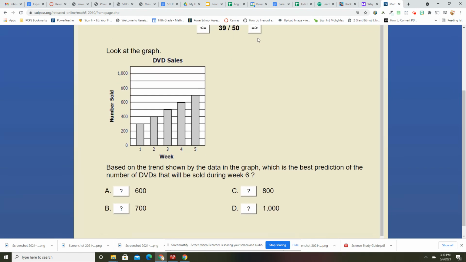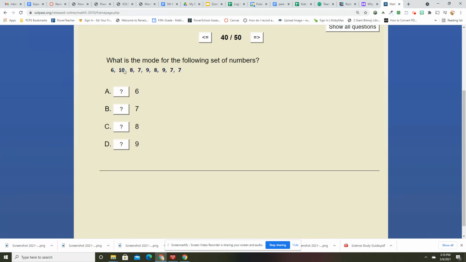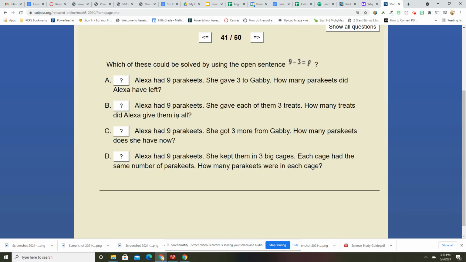All right, we don't need to do bar graphs. We don't have bar graphs. The mode would be 7. Remember, mode is the most.